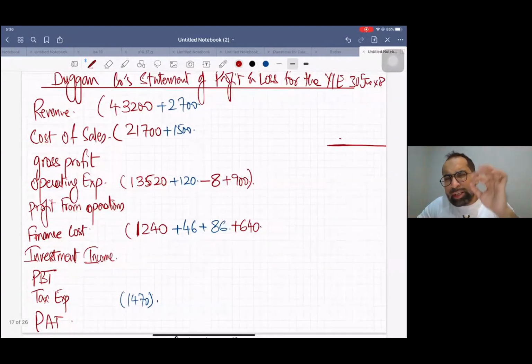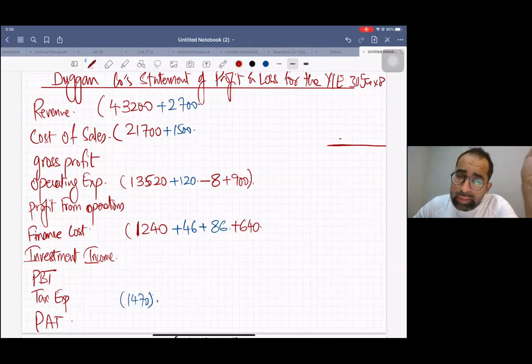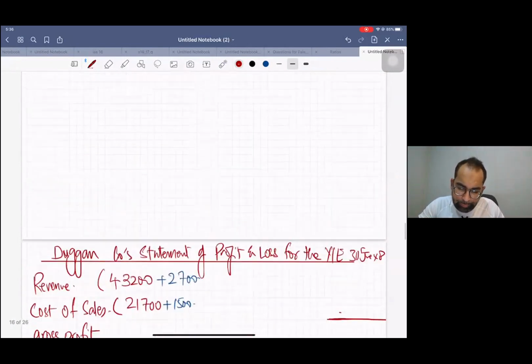Now let's have a look. There is nothing difficult in the question. Overall, zero difficulty level. You just have to make the statements. There is only one basic share issue, F3 level, a basic foundation level transaction. Let's do it.